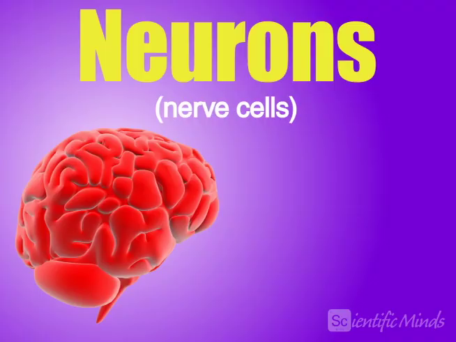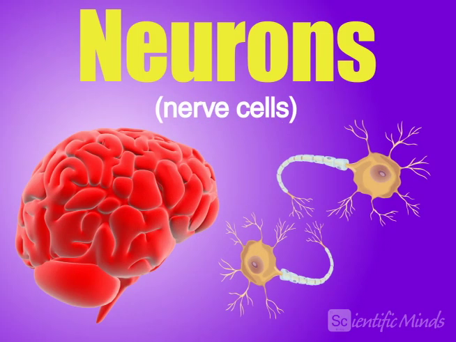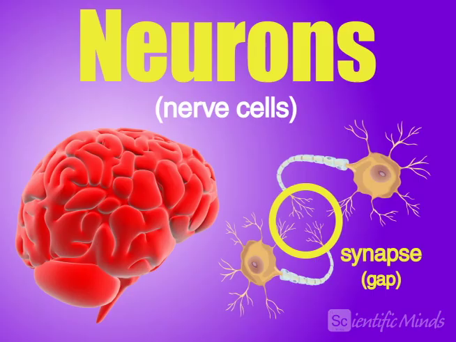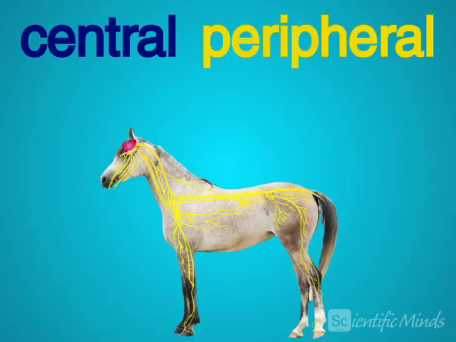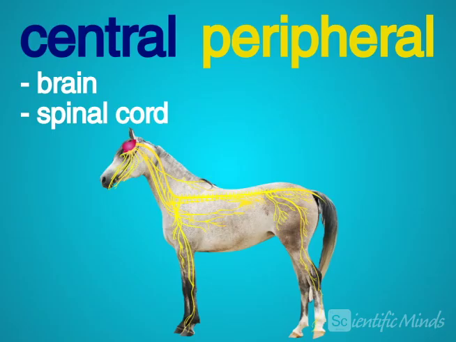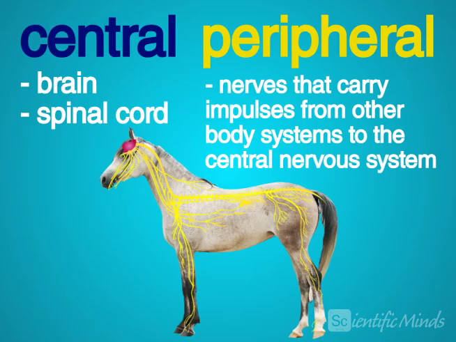The nervous system is made up of nerve cells called neurons. Messages are carried between neurons when chemicals called neurotransmitters cross a synapse or gap. The nervous system can be divided into the central and peripheral nervous systems. The central nervous system includes the brain and spinal cord, while the peripheral system is made up of nerves that carry impulses from other body systems to the central nervous system.